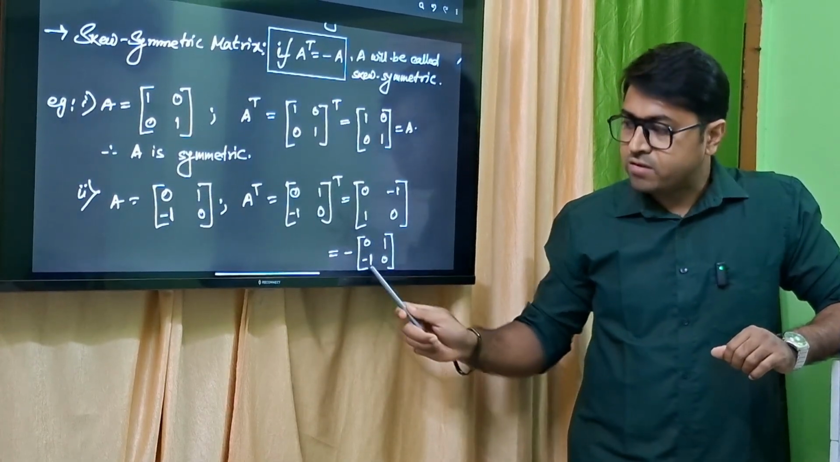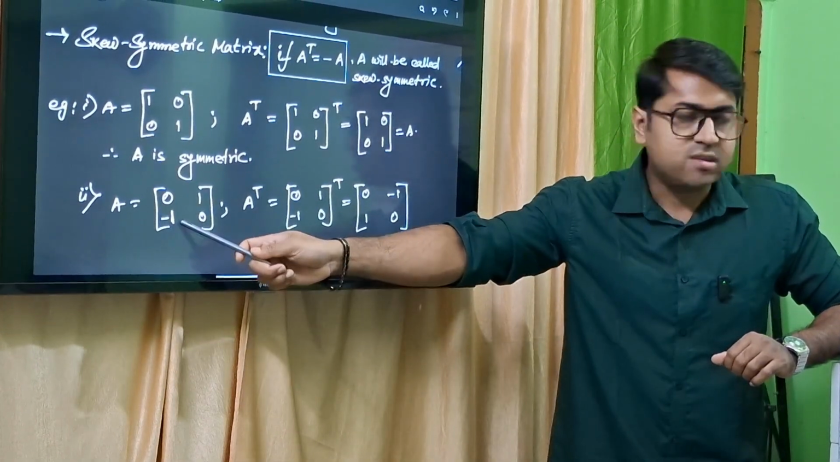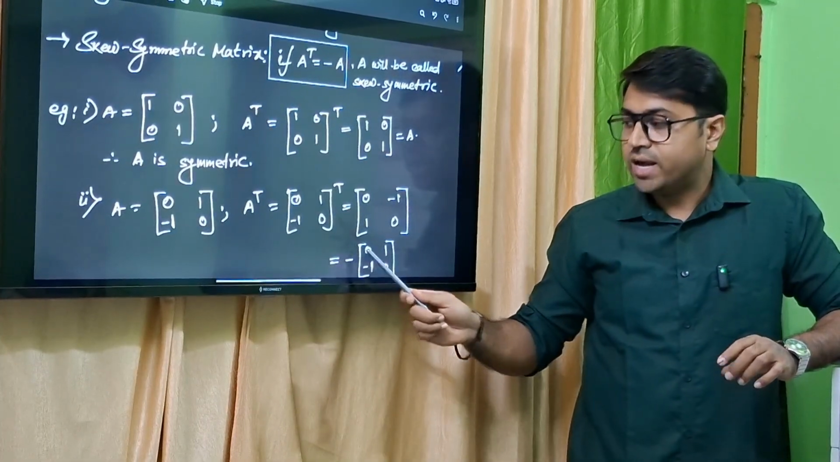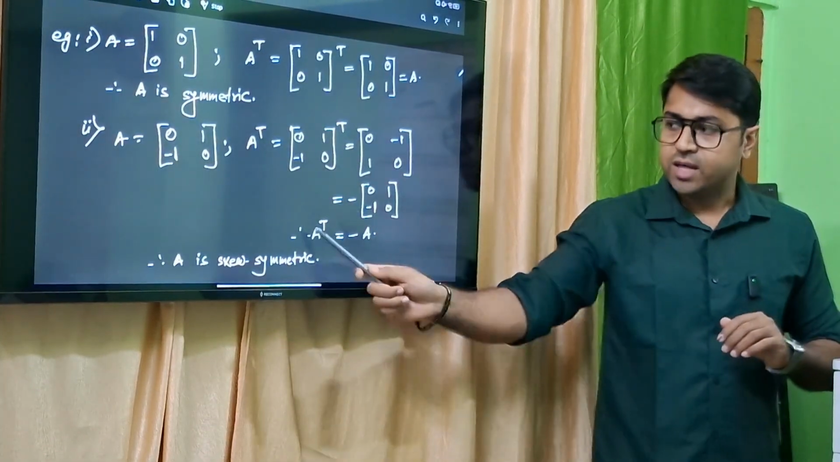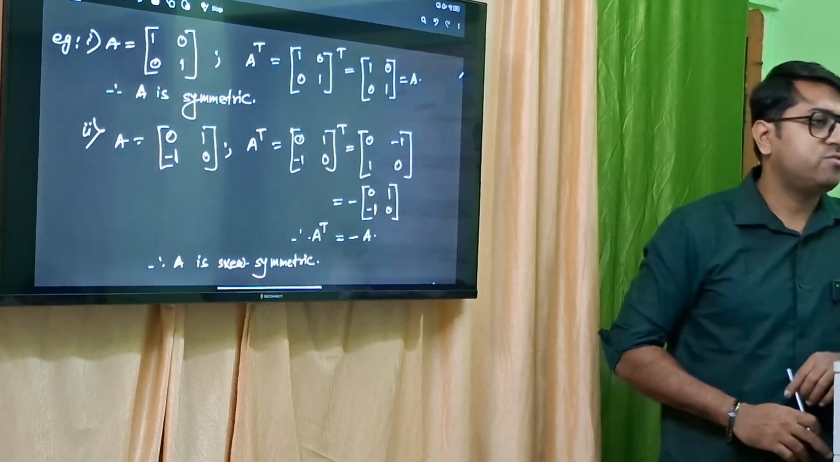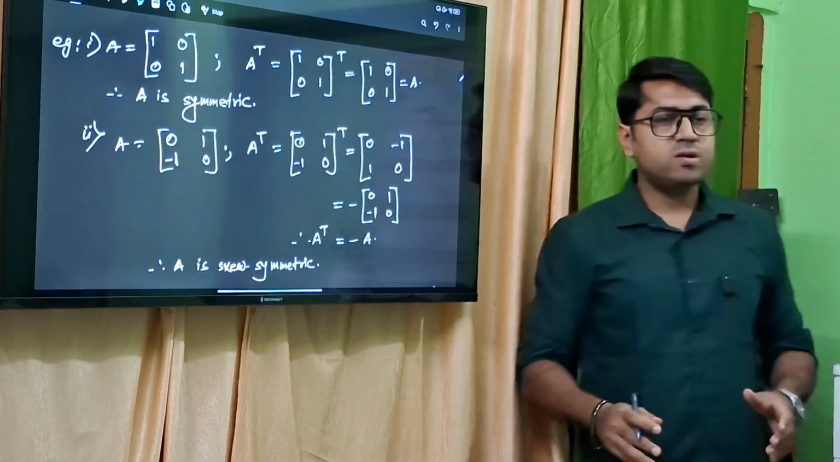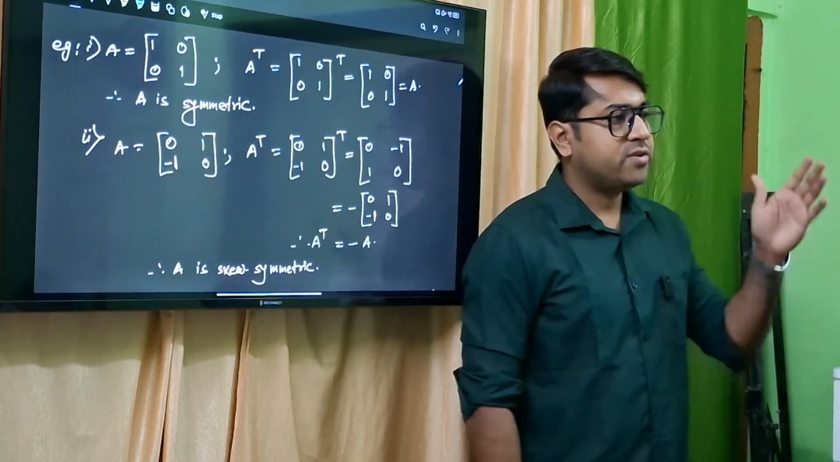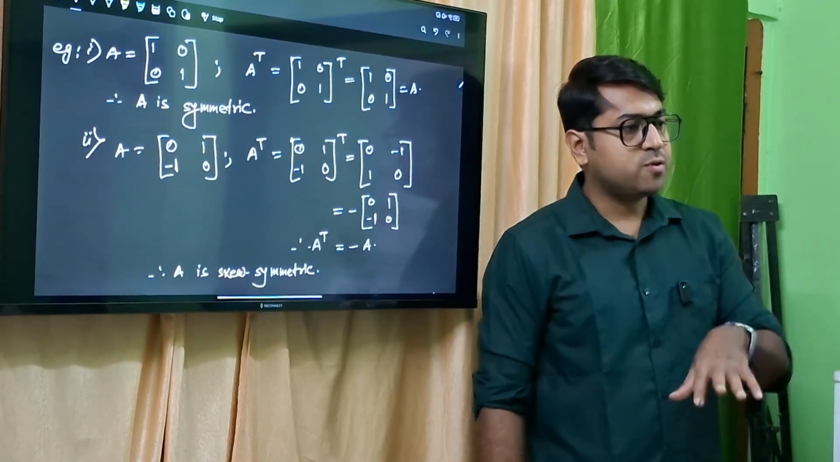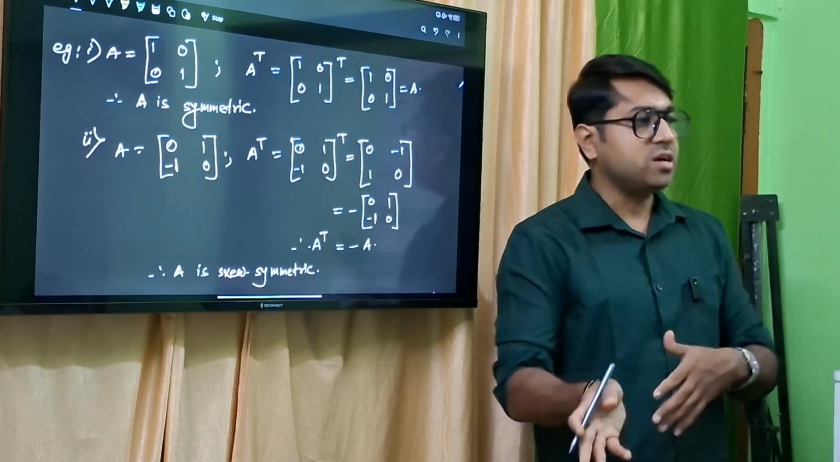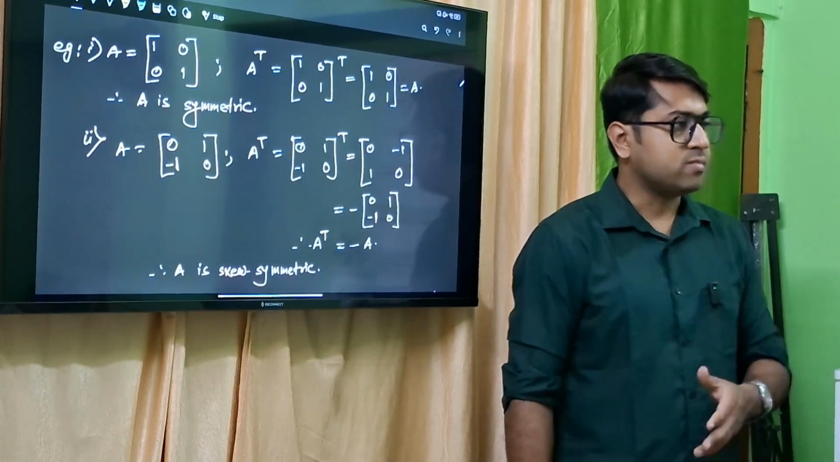So now this matrix will look exactly like the matrix A. That means after taking the negative common, I have got the matrix A. So A transpose equals minus A. That is why A is called a skew symmetric matrix. So what do symmetric and skew symmetric mean? Symmetric means after taking the transpose you get the same matrix. Skew symmetric means after taking the transpose you get the negative of the matrix.